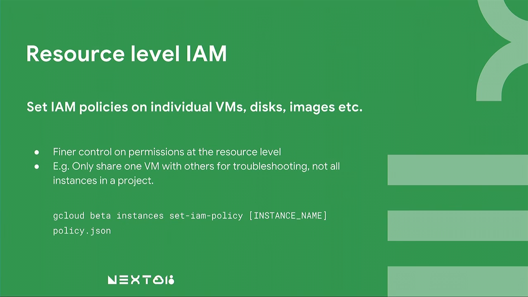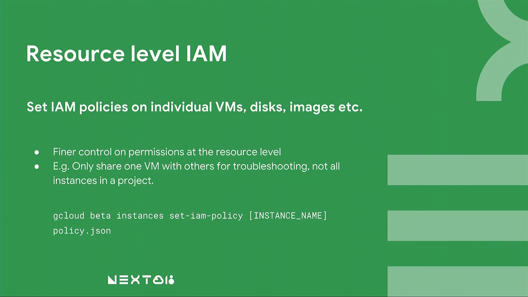With the newly released resource level IAM feature, now you are able to assign IAM policies on individual resources like VMs, disks. A common use case would be, I have one instance I would like to collaborate with you on, troubleshoot with you, but I don't want to share everything else in the project with you. So I don't want to set a policy on the project. Instead, I want to set an IAM policy on the instance. You can achieve this by simply, as the example command shows on the screen, setting an IAM policy on the particular instance, and I will have the full access to it.